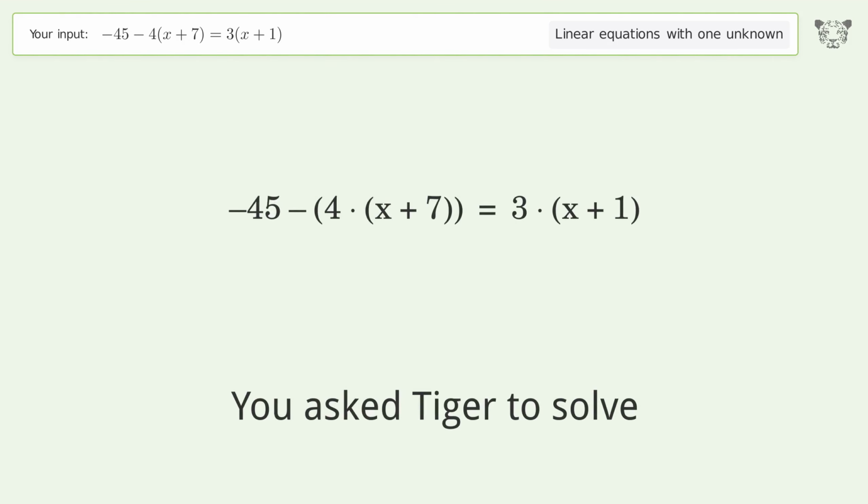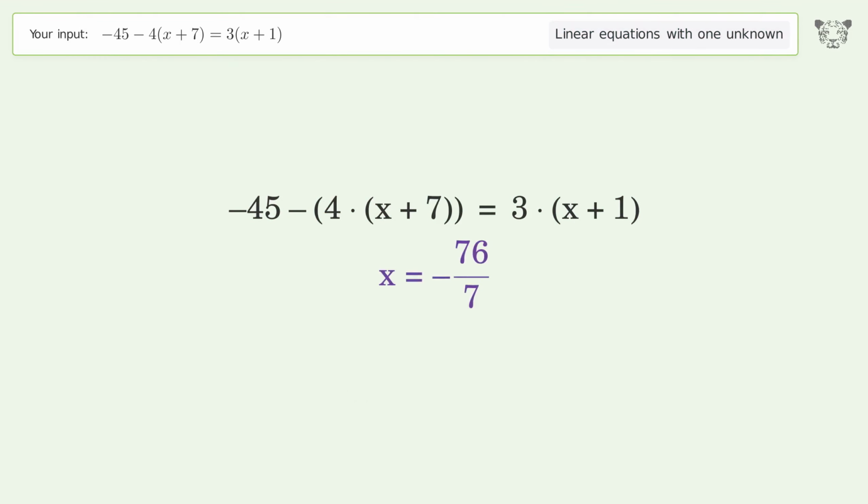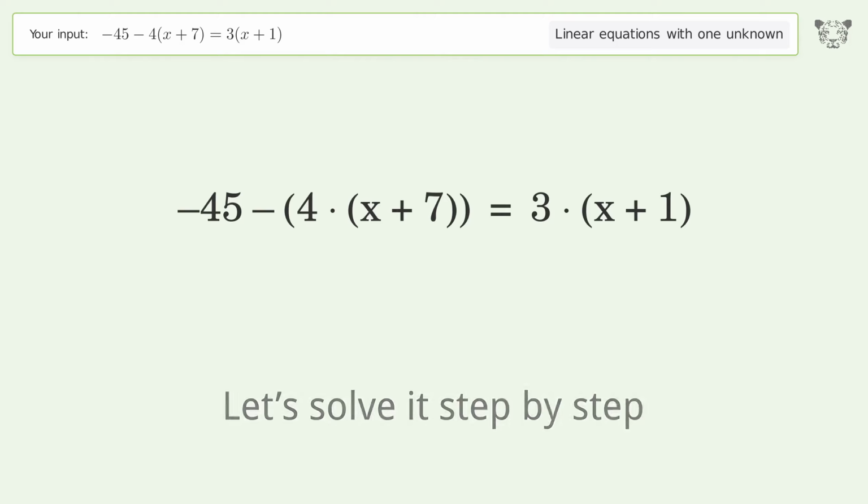You ask Tiger to solve. This deals with linear equations with one unknown. The final result is x equals -76/7. Let's solve it step by step.